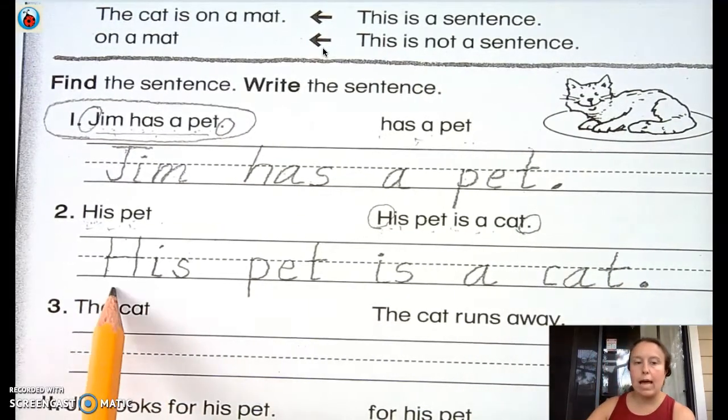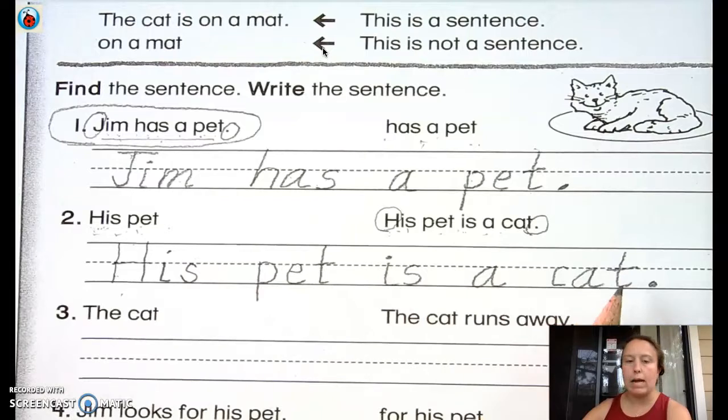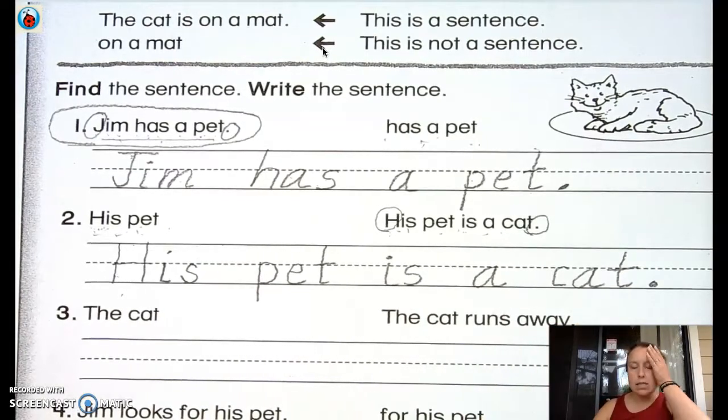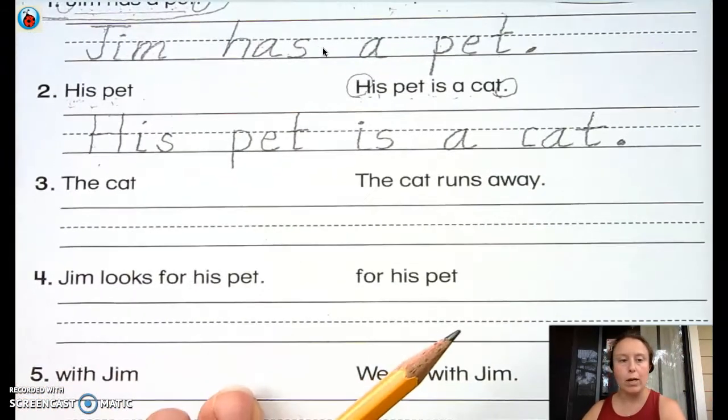Make sure you have your capital and your period and you are writing it spaced and nice and neat. Again, this one only has like 12 letters. Shouldn't be that hard to write them in the correct location. Take your time. If I can write them, so can you. Let's go to number 3.